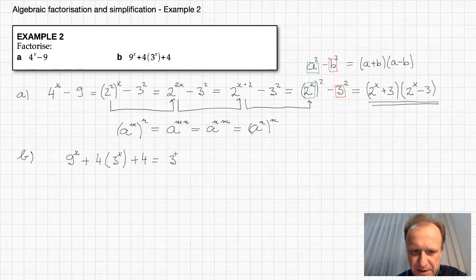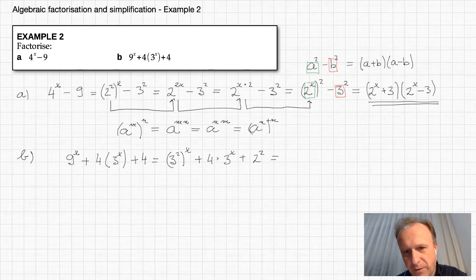It's the first step. 3 squared all to the power of x equals, plus 4 times 3 to the power of x, so I just write it like this, 3 to the power of x, plus, and you have 4 here. 4 can be expressed as 2 squared. It's just 2 to the power of 2, equals. Now, I will use this already developed law that a to the power of m all to the power of n is the same as a to the power of n all raised to the power of m.